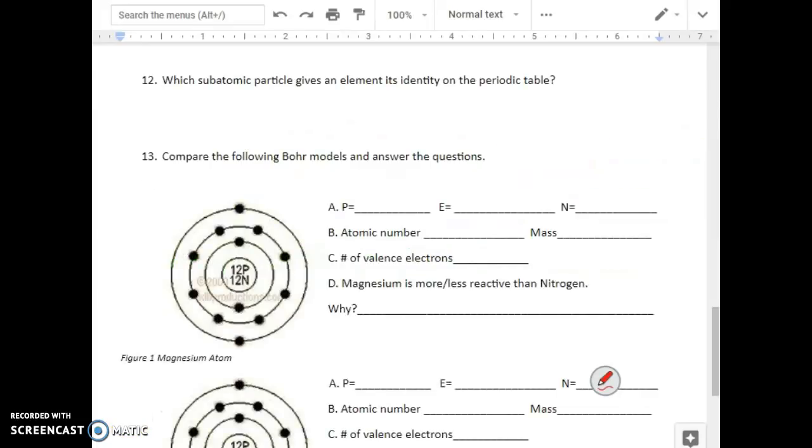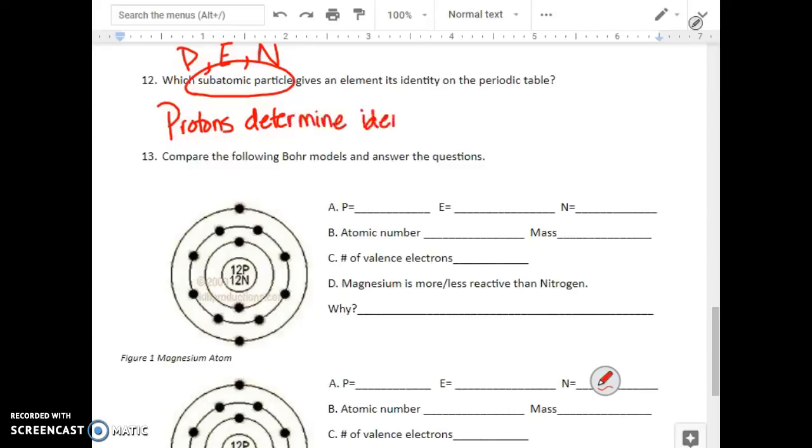Number 12, which subatomic particle gives an element its identity on the periodic table? Again, anytime you think of subatomic particles, there are only 3 options. There's protons, there's electrons, and there's neutrons. We should know by now that protons determine the identity of the atom. There's an entire TEK dedicated to this, so make sure you are aware on that one. Protons determine identity. If you change the number of protons, it changes into a different element.